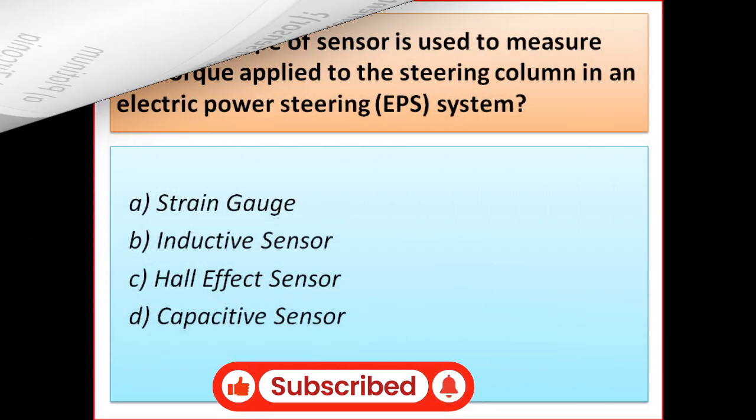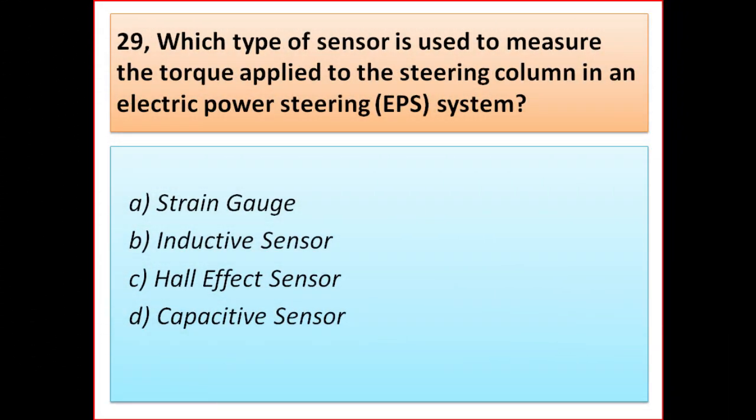29. Which type of sensor is used to measure the torque applied to the steering column in an electric power steering, EPS, system? A. Strain gauge. B. Inductive sensor. C. Hall effect sensor. D. Capacitive sensor.